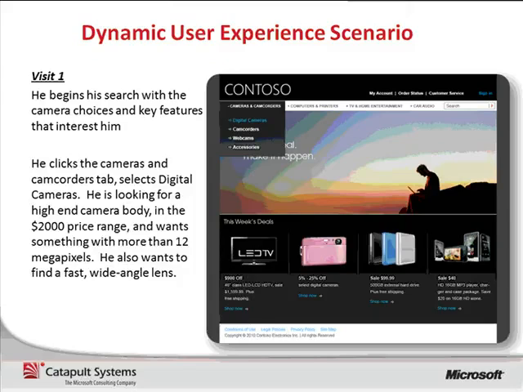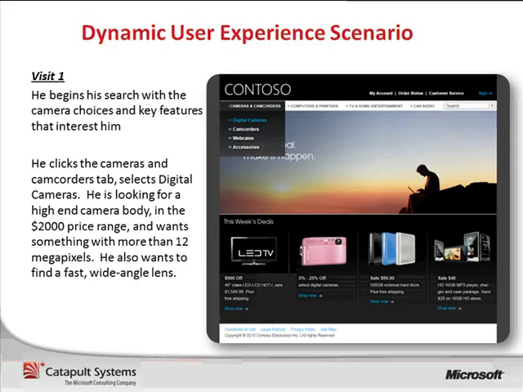When he lands on the site, what you see here is the default experience that Shane is getting at the moment because this is his first visit. Since he's looking for a camera, he will go to the Cameras and Camcorders menu on top, go to Digital Cameras, and enter in his search criteria. Shane is particularly looking for a camera in the high end, around a 2,000 price range, and he wants something more than 12 megapixel. He's also looking for a fast and wide-angle lens for the camera.